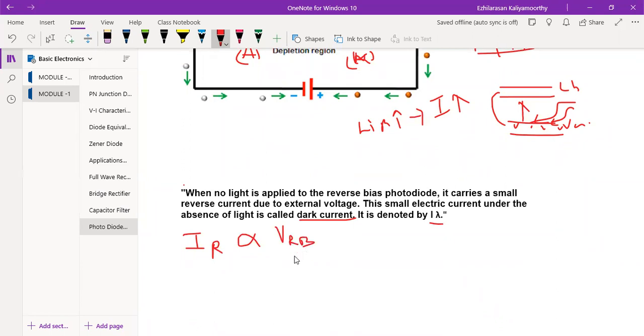The reverse current depends mostly on the light intensity. So the reverse current purely depends upon the light intensity. Very, very important, because the absence of light yields dark current, and if light is present, a certain amount of current is generated. So the total current through the photodiode is the sum of dark current and photocurrent. The dark current must be reduced to increase the sensitivity of the device.